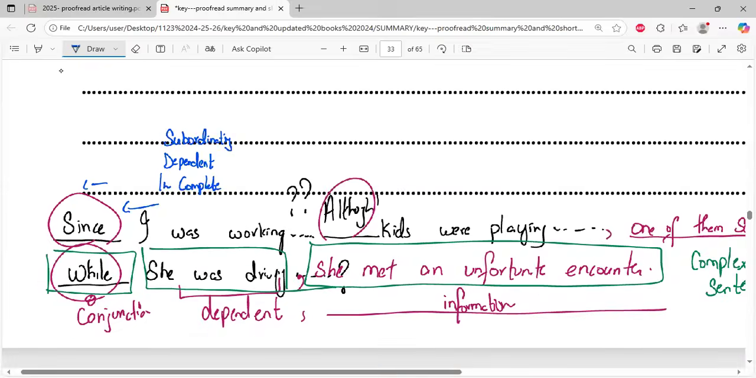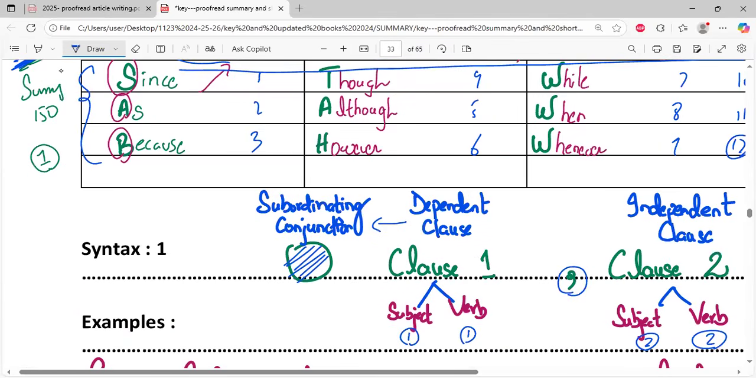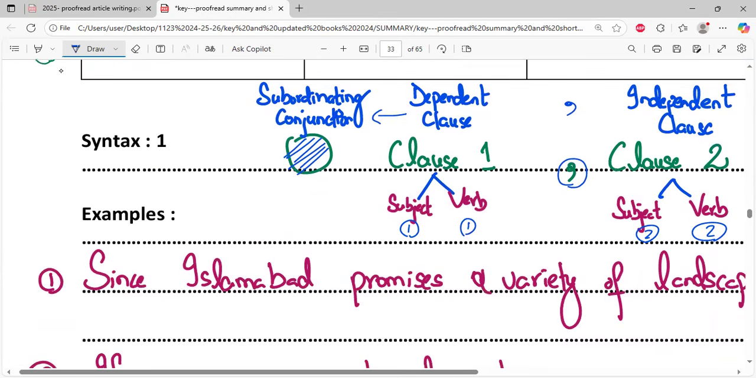Let's have a look at it again. How do you construct it? So you begin it with a conjunction, then the first part is called dependent clause, comma, and the later part is called independent clause. It also has another arrangement. There's another way to arrange these. I'll tell you them in a while.